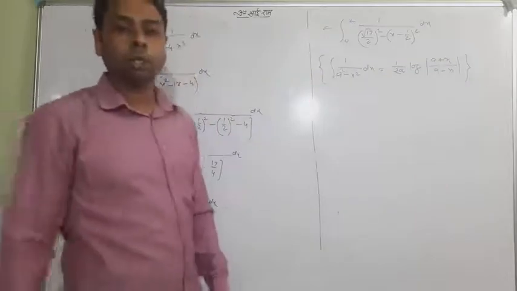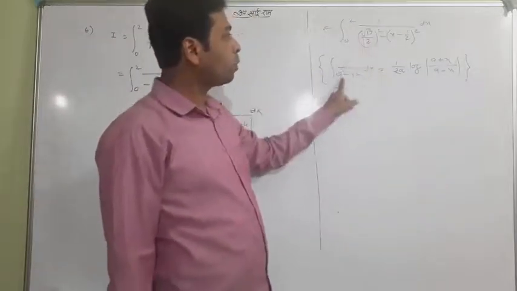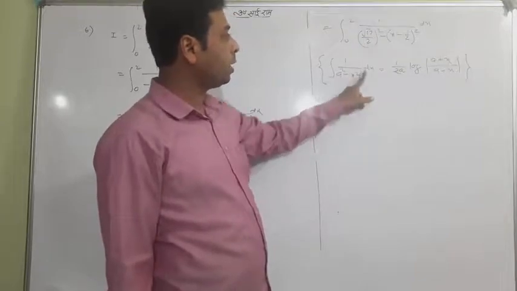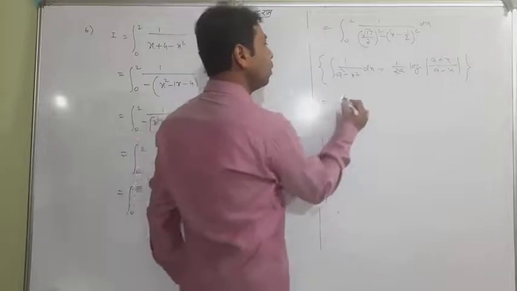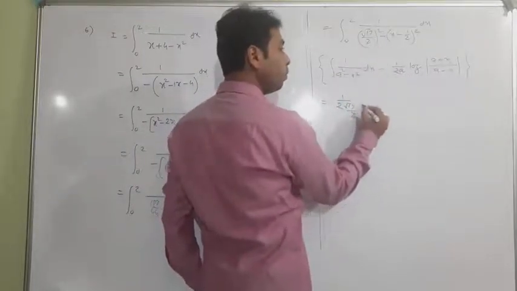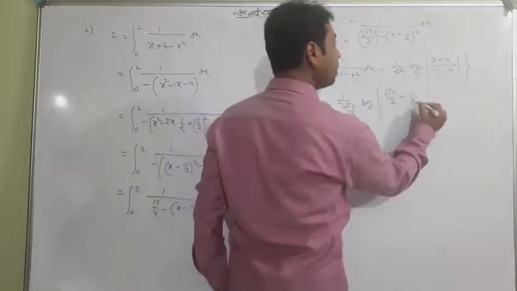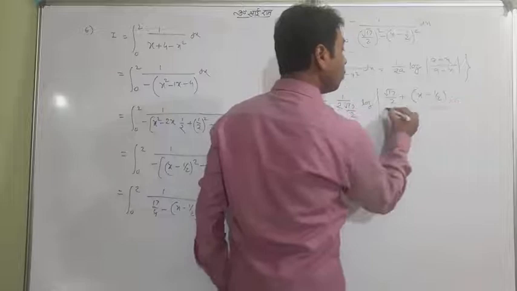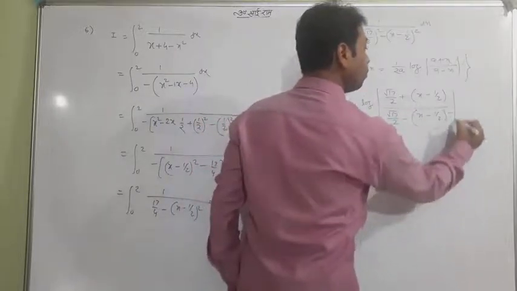Keep remember the laws. If you don't remember the law, you are in trouble. The integral of 1 upon root of a square minus x square is 1 by 2a log of (a plus x) upon (a minus x). Use it. 1 upon 2a, where a is your 17 by 2, log of (17 by 2 plus x) minus half upon (17 by 2 minus x) minus half.